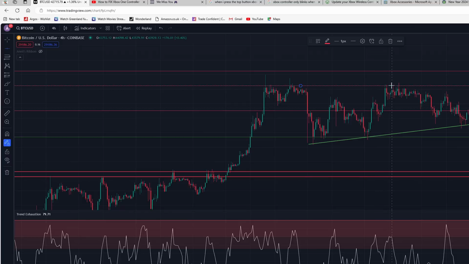Sometimes you can get a fake out, where the price will rise, thinking it's going to go higher, and then drop back down, and can easily come back underneath that resistance area. So you do need to be careful. This is how you will identify support and resistance.